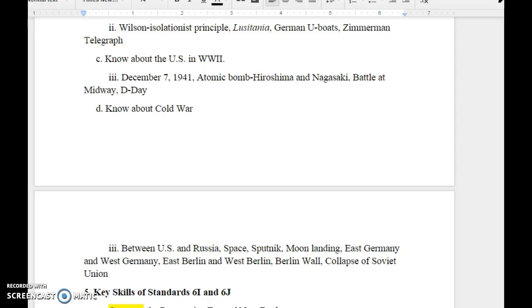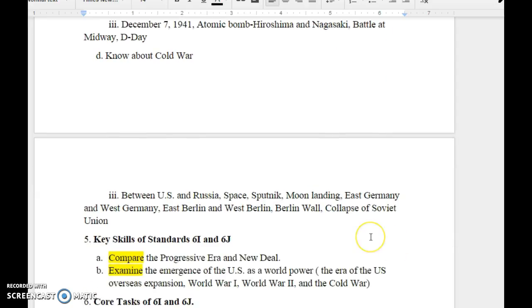And then you had the Cold War, where we came as like the #1 world power. So you've got it goes between the U.S. and Russia. You have the space race, Sputnik, moon landing, East Germany and West Germany, East Berlin and West Berlin, Berlin Wall, and the collapse of the Soviet Union.